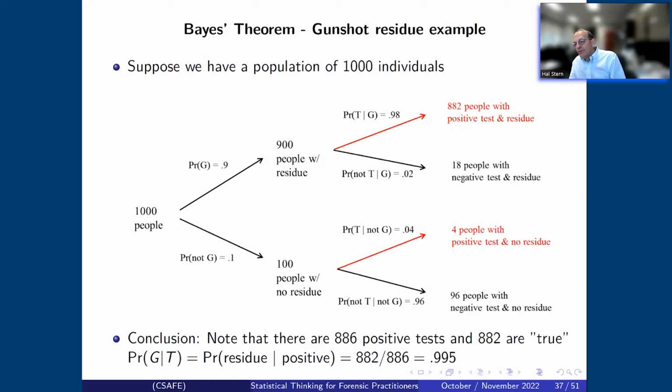And then the second part of the tree uses what I know about the test from the manufacturer. So when I run this test on the 900 people who actually have gunshot residue, it's a very, very good test. 98% of them, 882 people, will test positive. And only 2% of those 900, which is 18 people, actually have gunshot residue, but will test negative by error. And I can also do the test on the 100 people who have no gunshot residue. And as we know, again, the test is accurate. So 96% of them will return a negative test. 4 of them will return a positive test in error.